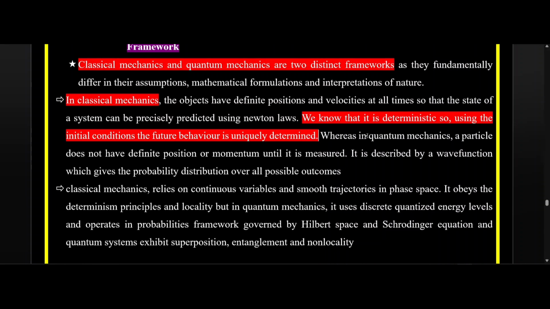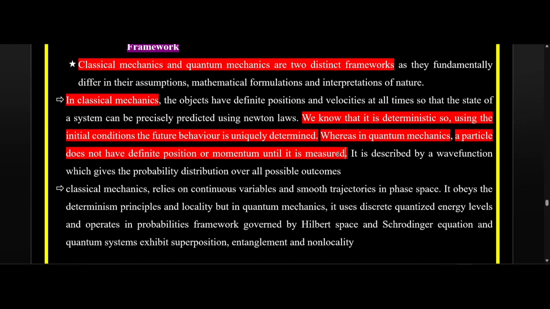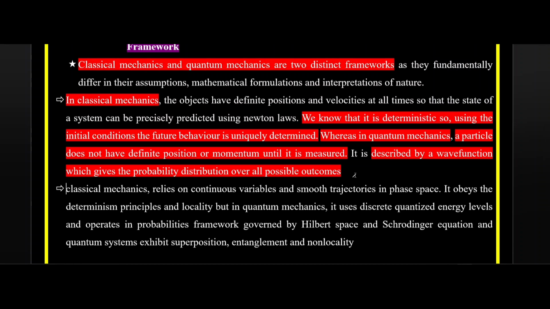But whereas in quantum mechanics, a particle does not have a definite position or momentum until it is measured. As I explained during the definition part, the same is being repeated here. It is described by a wave function which gives the probability distribution over all the possible outcomes. So as I said, in classical mechanics, the future behavior is uniquely determined by the given initial conditions. But whereas in quantum mechanics, a particle does not have a definite position until it is measured.